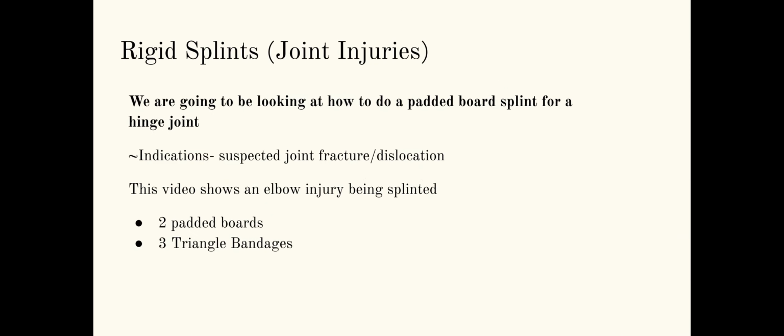For the next part of our skills demonstration, we're going to be going over how to splint hinge joint injuries with rigid splints. Indications would be a suspected joint fracture or dislocation. Primarily, you're going to probably be using these splints on elbow and knee injuries. In the video, we're doing an elbow injury being splinted. We used 2 padded boards and 3 triangle bandages for this.